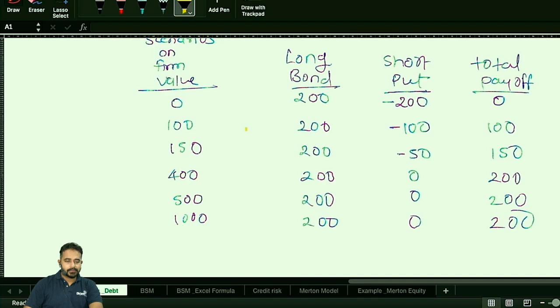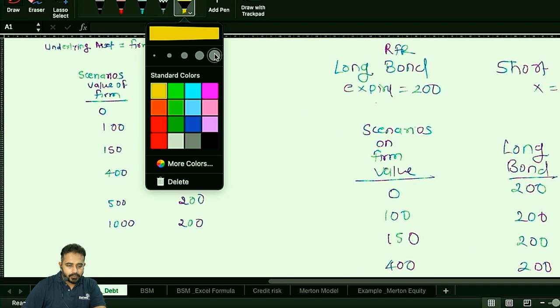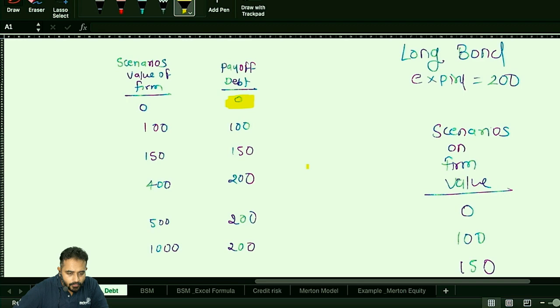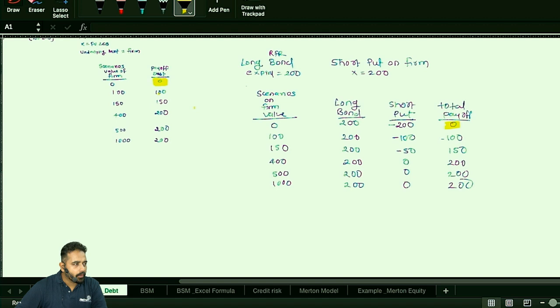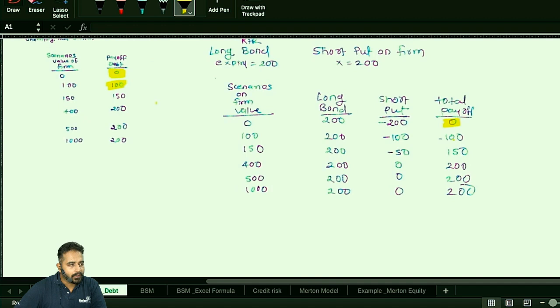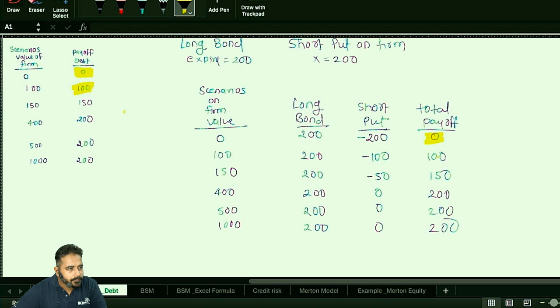So look at this, what was the debt payoff when we saw that here? Look at this column, the debt payoff was 0 in the first scenario. Look at these two payoffs, 0, 0. Debt payoff was 100 here, right? I made 100, 100. Look at this, 100, 100.